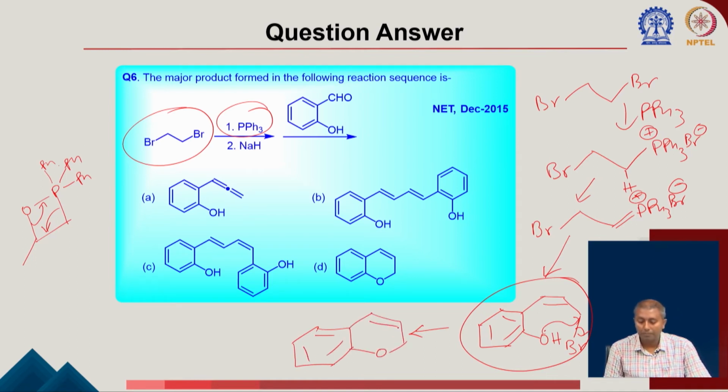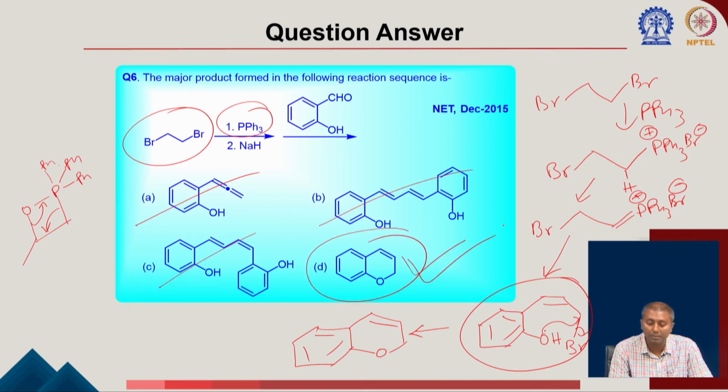Okay. So now if you look into all the different answers, this cannot be correct, neither B or C, D is going to be the correct option here. So first there is a Wittig olefination, and then there is an internal cyclization through an SN2 reaction of oxygen.